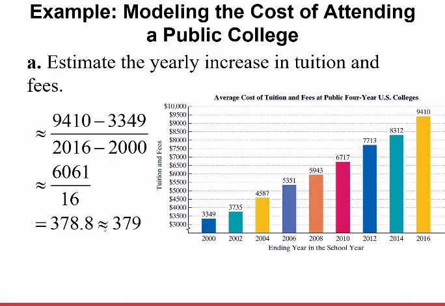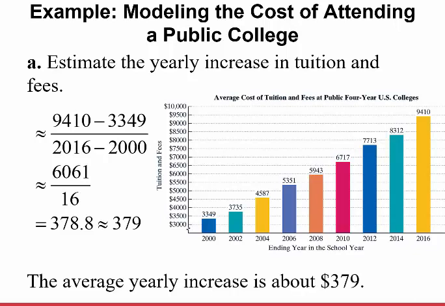You get $378.80, which I'm going to round, so I'm going to say that's approximately equal to $379. So basically, we're estimating that the cost of attending college goes up $379 every year on average. If you look at the increases per year, it's not always like that, but that's just the average increase. And notice, just to be careful here, that this chart is every 2 years. So don't say, oh, from here to here it went up roughly $600. Well, that's a 2-year change. So the average yearly increase is $379.